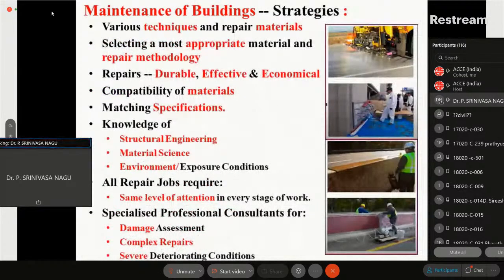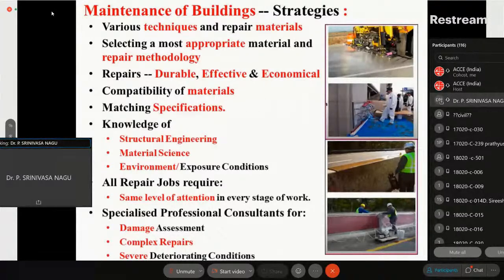Then what are the strategies required? Why strategy? Is it a big strategic issue? Definitely, as I am telling you, when everything is going on well, we don't feel the importance of certain things. Good strategy is required because there are various techniques and repair materials, and selecting the proper one requires professional advice. Repairs undertaken should be durable, effective, and economical. This requires good compatibility between the materials and matching specifications. All these things require knowledge of structural engineering, especially material science.